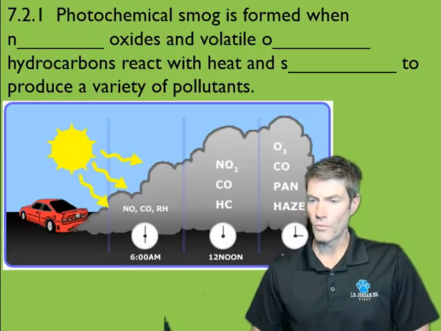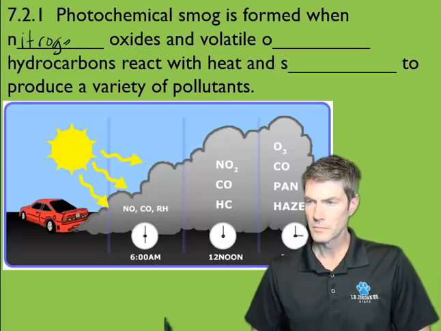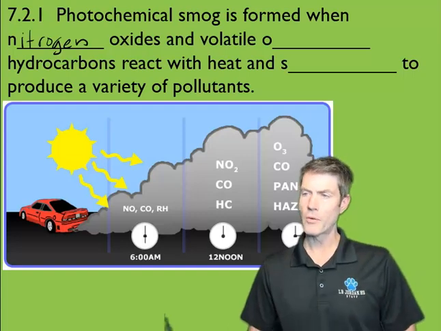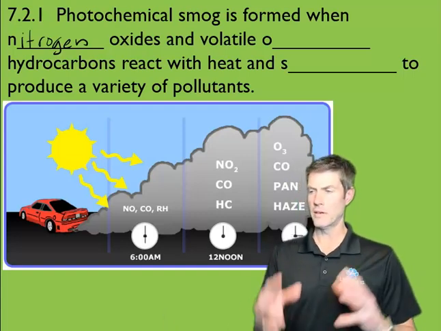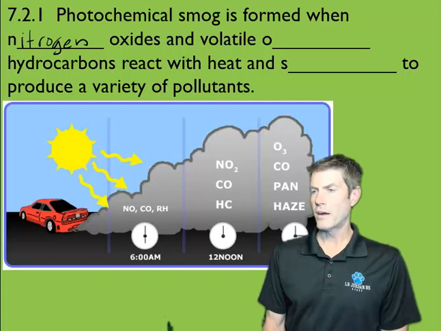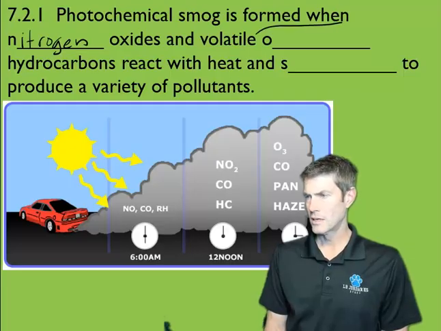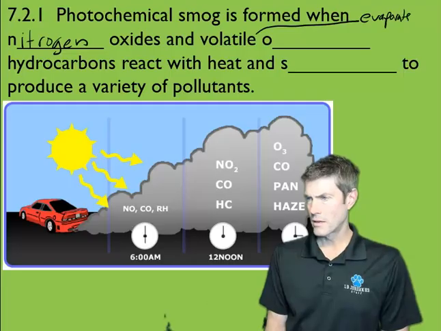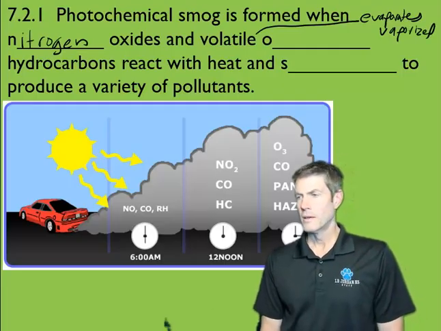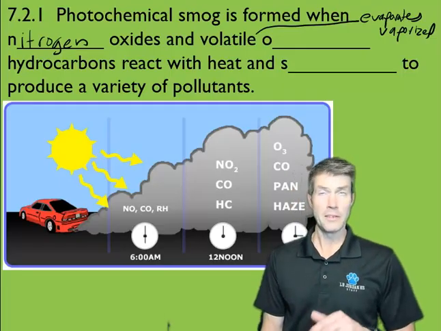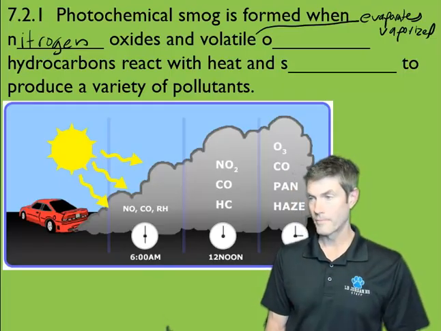This smog is formed when nitrogen oxides, and remember, nitrogen is one of the biggest components of our atmosphere, the gases we breathe, and then volatile organic hydrocarbons. Volatile just means evaporates easily. You know, goes into the air, it vaporizes. So it goes from a liquid into a gas, or sometimes from a solid to a gas straight away.